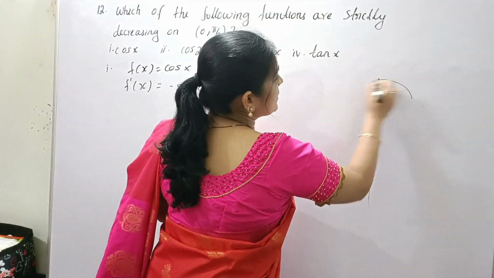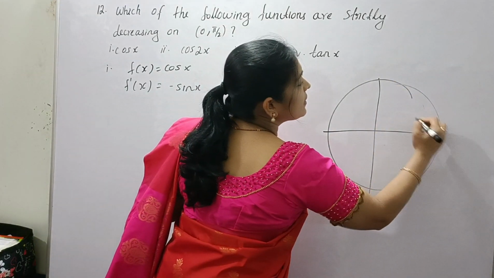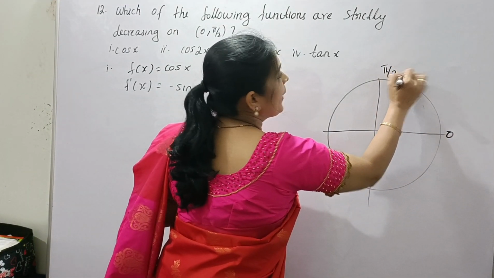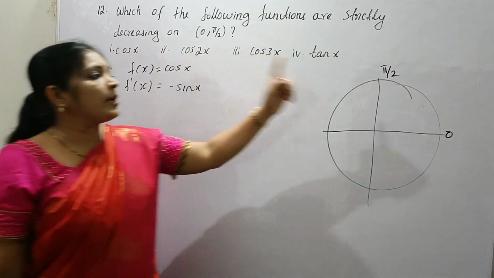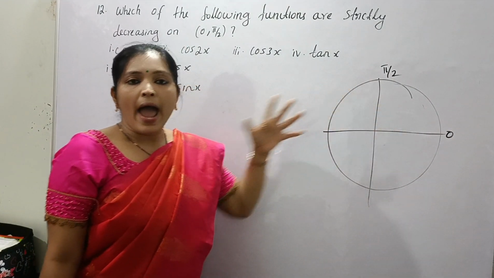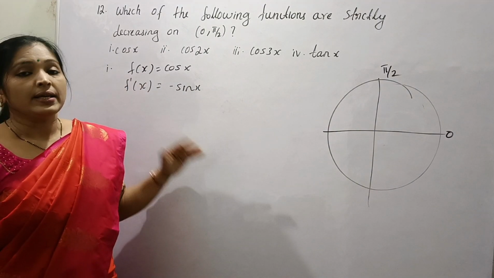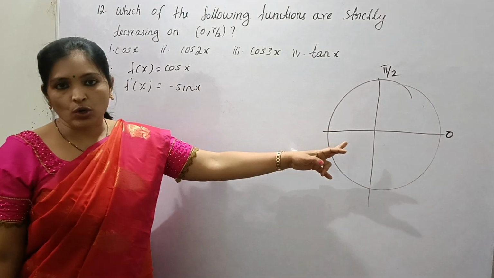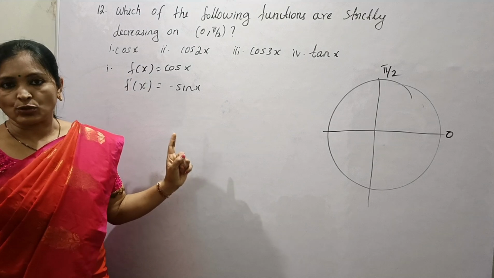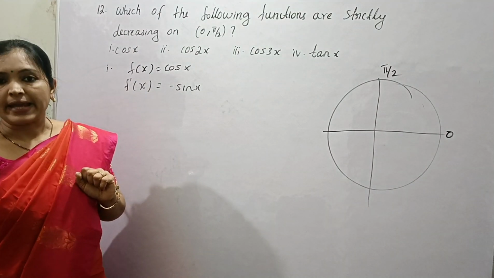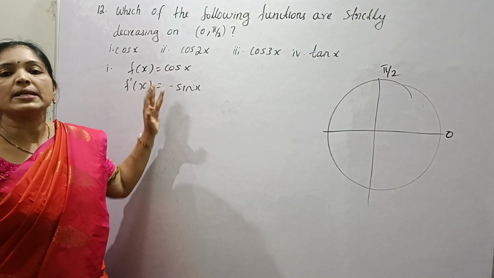We know that all the points in the interval 0 to pi by 2 lie in the first quadrant. And we know that all the trigonometric functions are positive in the first quadrant. That is, sin x is positive in the first quadrant. That is, sin x is greater than 0 in the interval 0 to pi by 2. So what about minus sin x? Minus sin x is negative, right? Minus into positive is negative.